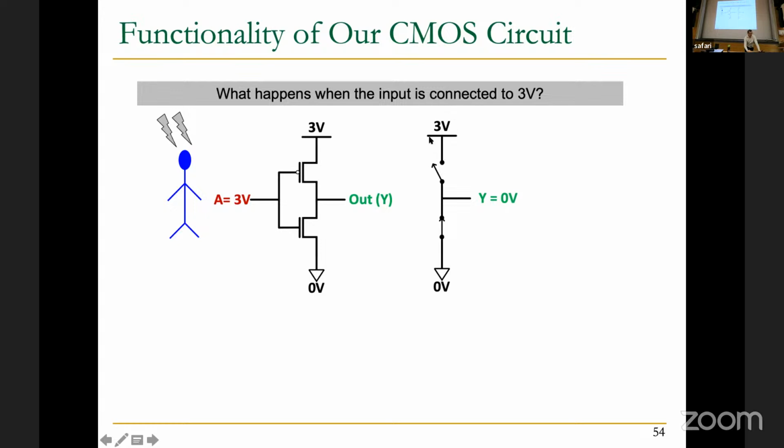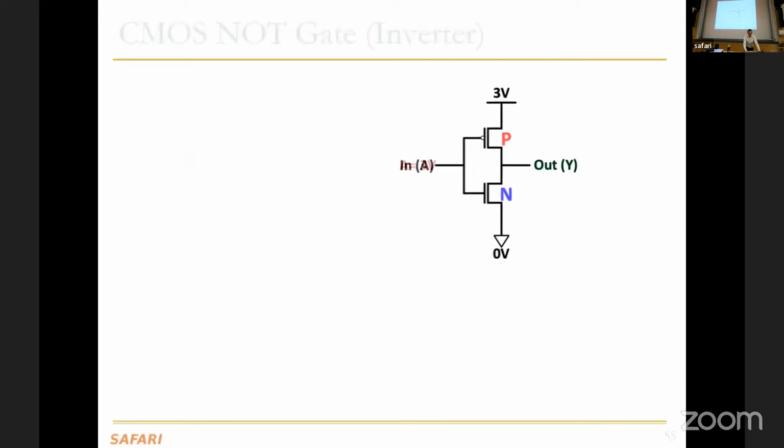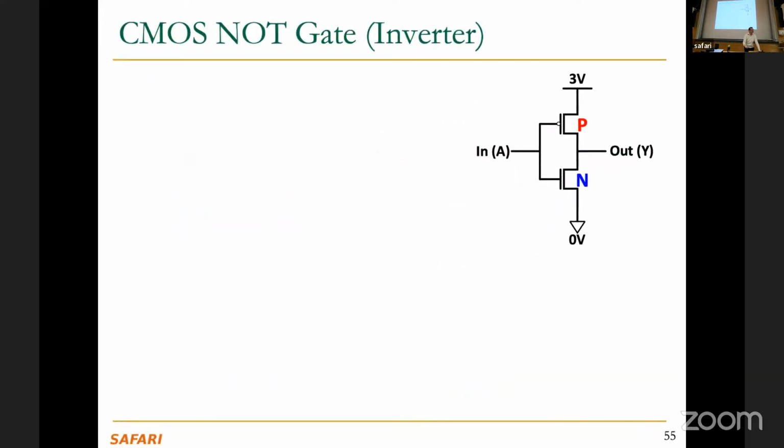So the 3 volts, the power, doesn't get connected to the output. Output basically gets pulled down to 0 volts. The N-type transistor pulls the output down, and remember this again, N is good for down. Okay. And this is your CMOS NOT gate. This is basically the first logic gate to be built. It only requires 2 transistors, as you can see.